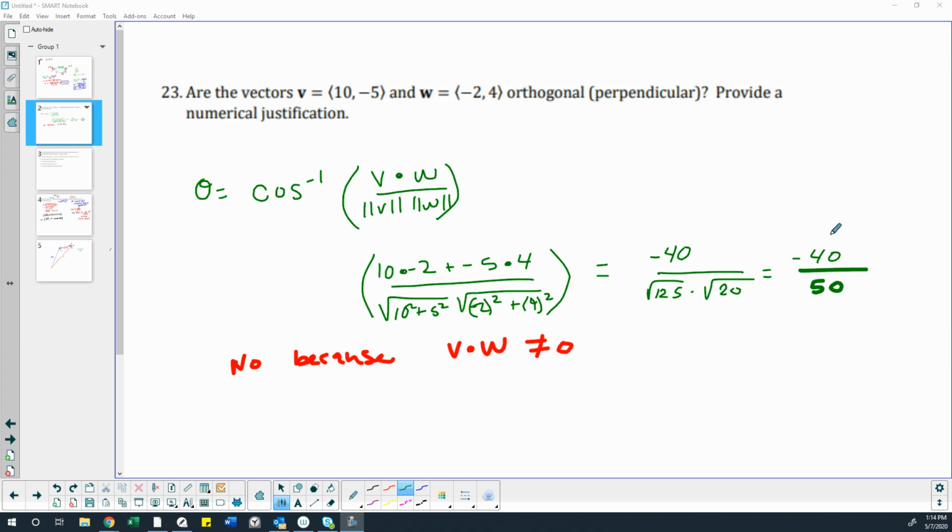So just to finish off this video, the bottom of this turns into 50. So then if we actually do want to find the angle, we would do the inverse cosine of -4/5. Using a calculator, we would do inverse cosine -4/5, which is 143 degrees. So definitely not 90 degrees.